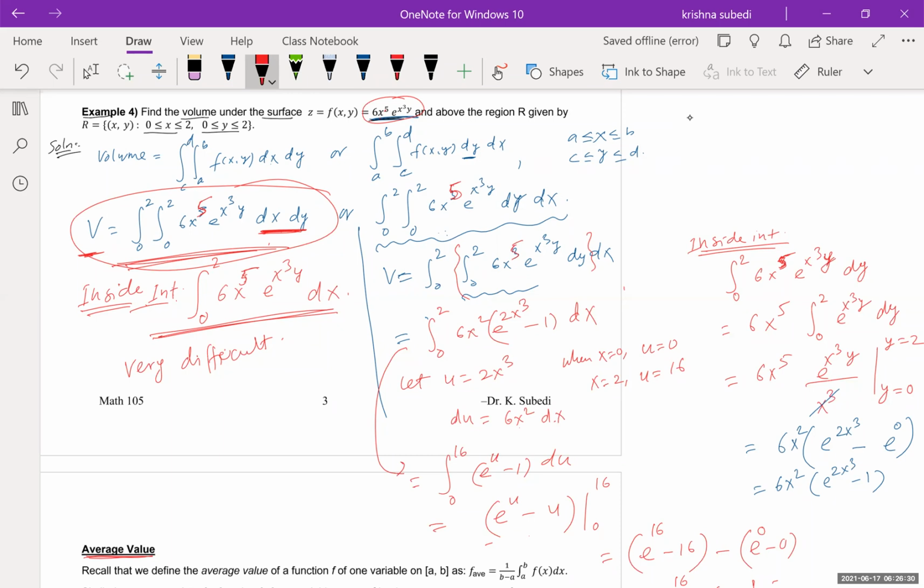All right. So we're going to do the double integration over the general region next class.